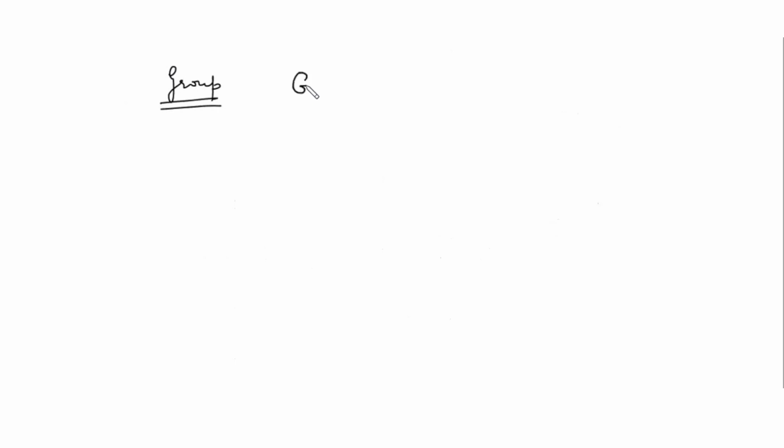So let's suppose G is any non-empty set and star is any binary operation which is defined on G. If star is a binary operation defined on G, what does it mean? If you consider any two elements from G and apply this operation, the result is also a member of G. It is again a member of G. So that means G is closed under the binary operation star.